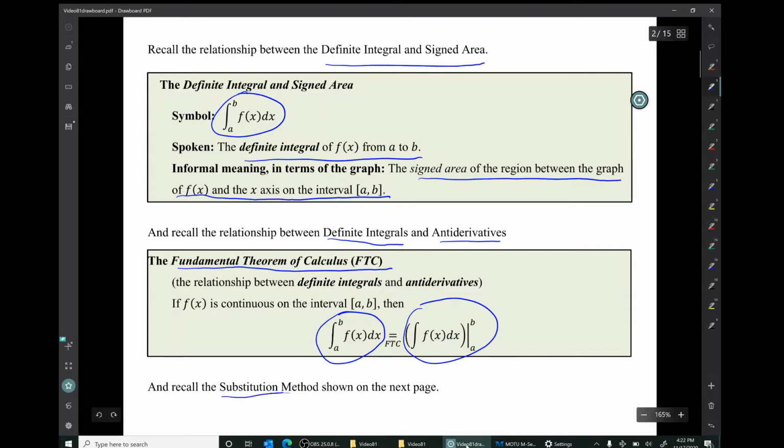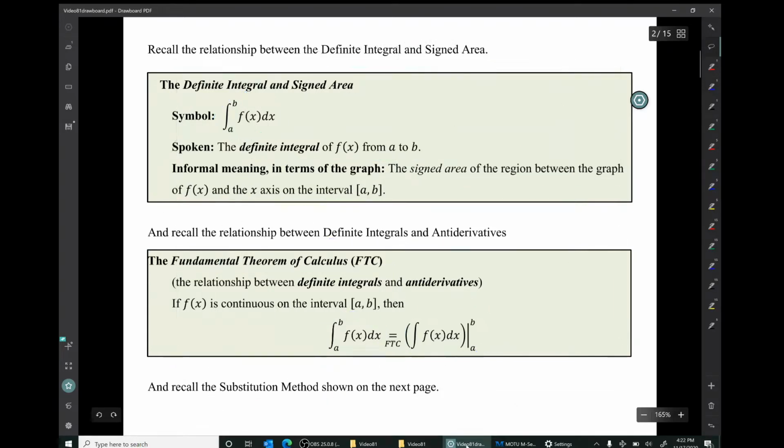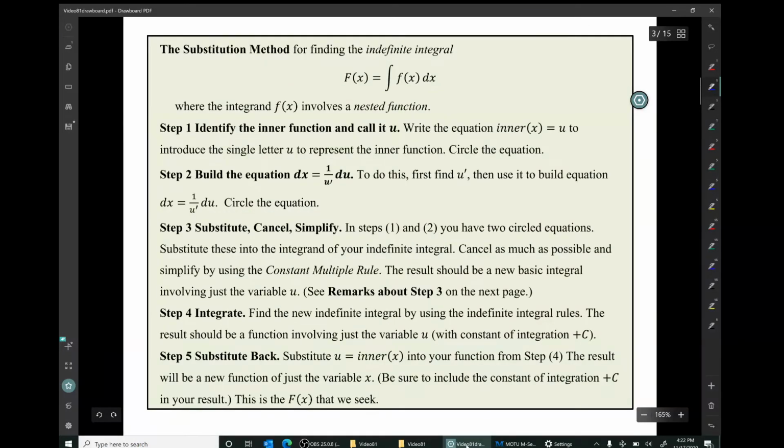And recall the substitution method that's shown on the next page. The substitution method is this 5-step method that I presented a few videos back. The book has a substitution method that's presented quite a bit differently.